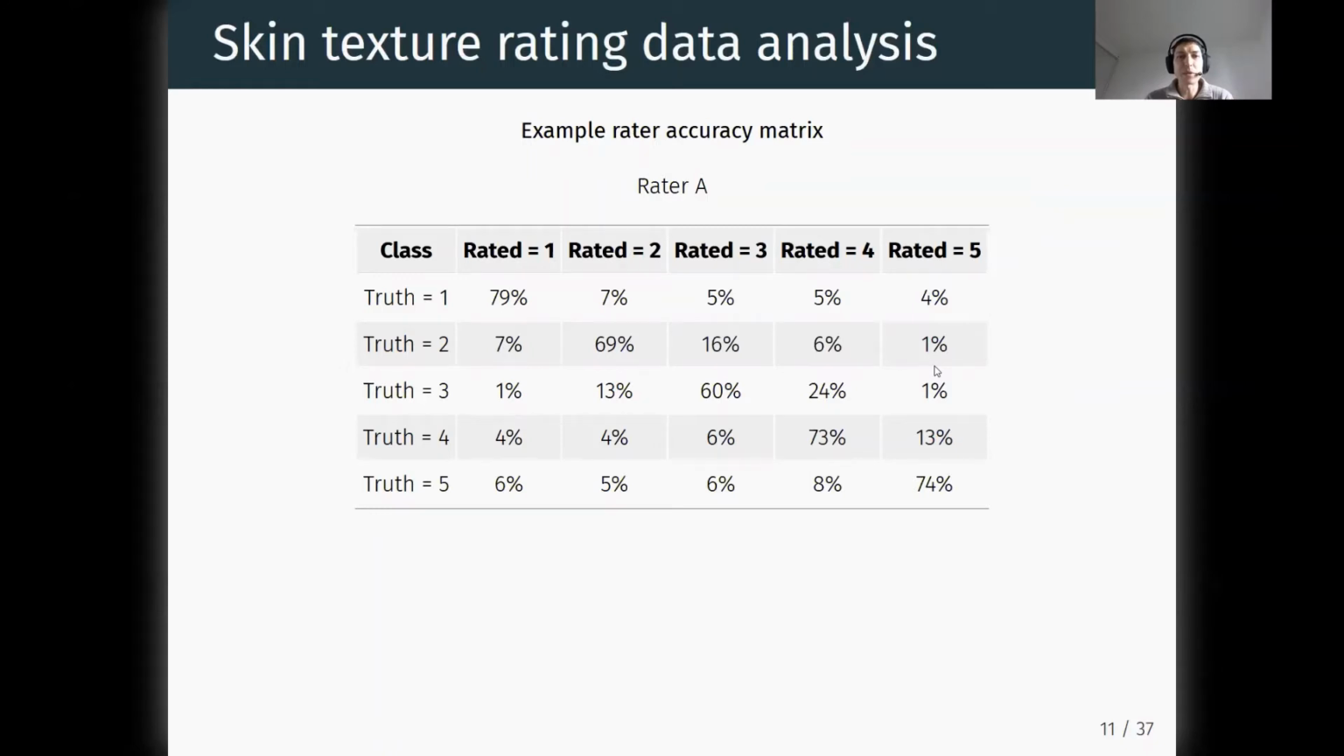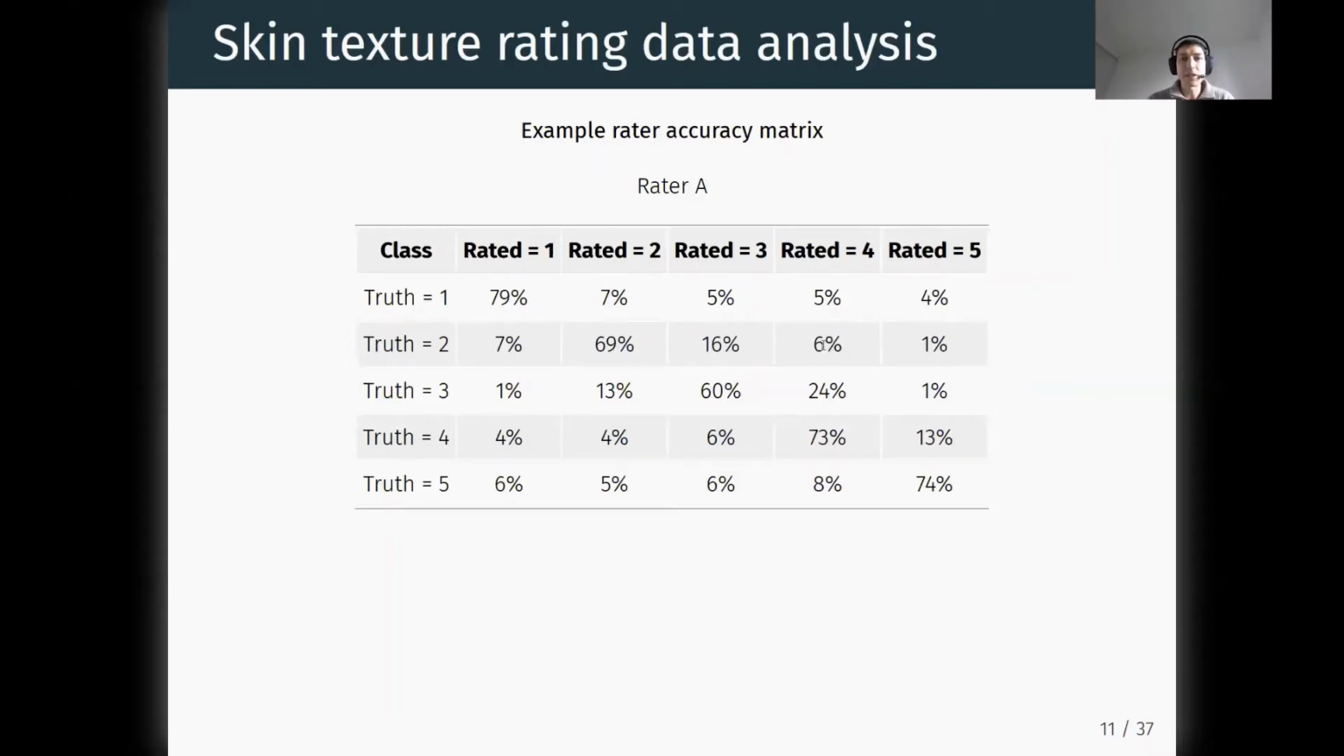We call this an accuracy matrix, similar to a confusion matrix, where the true classes are in the rows and the observed classes, or the rated classes, are in the columns. Each row represents a probability distribution for how a particular rater gives their ratings. So if the truth is class 1, then in this case they give a rating of 1, an accurate rating, 79% of the time. The remaining 21% is spread out across the other classes according to this probability distribution.